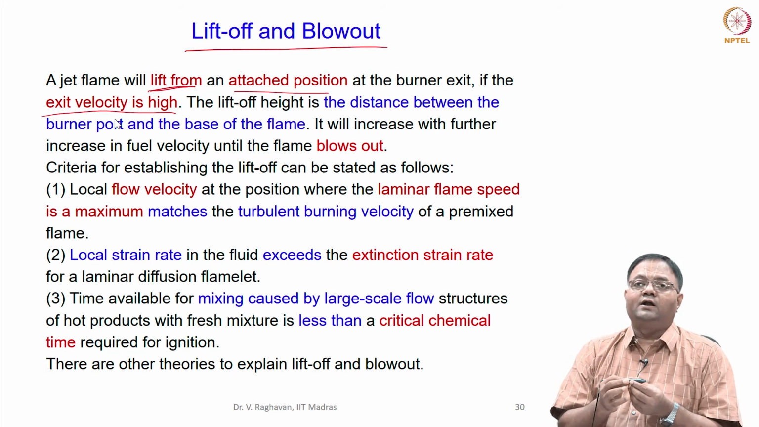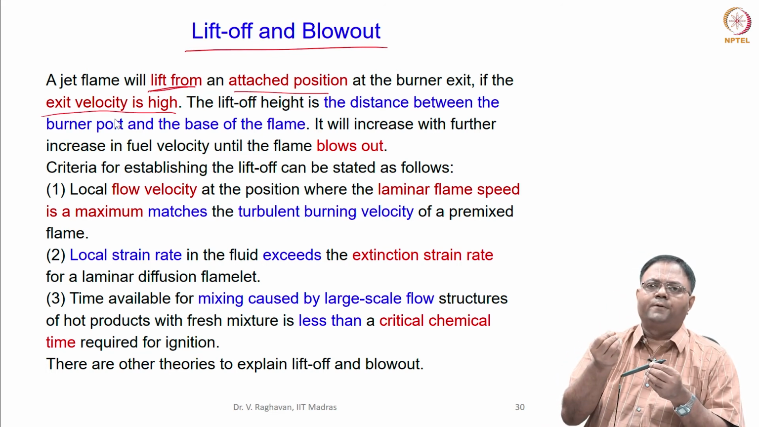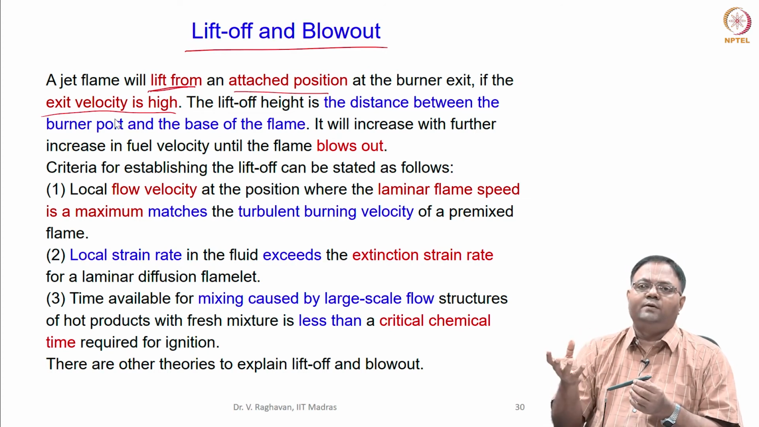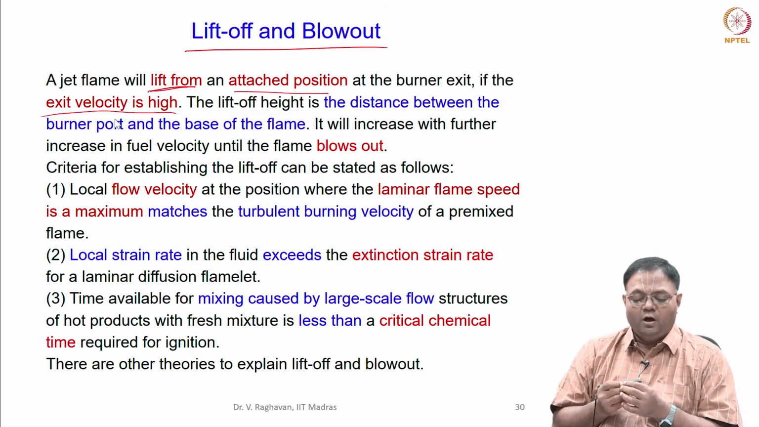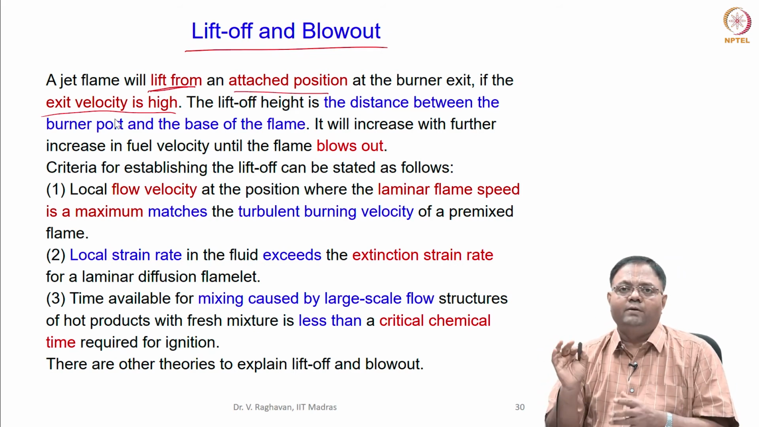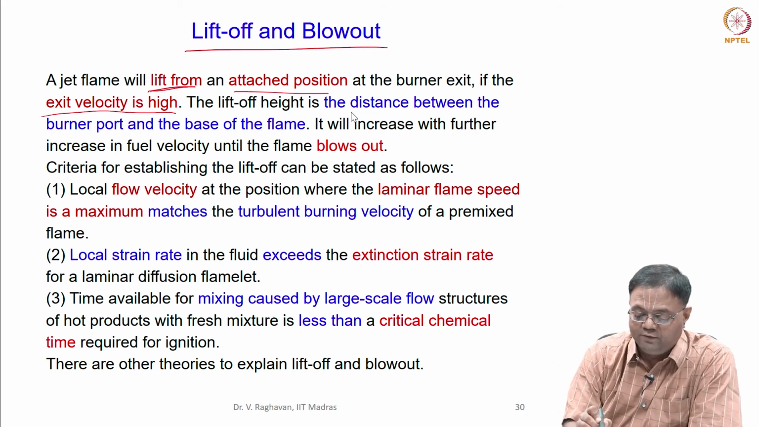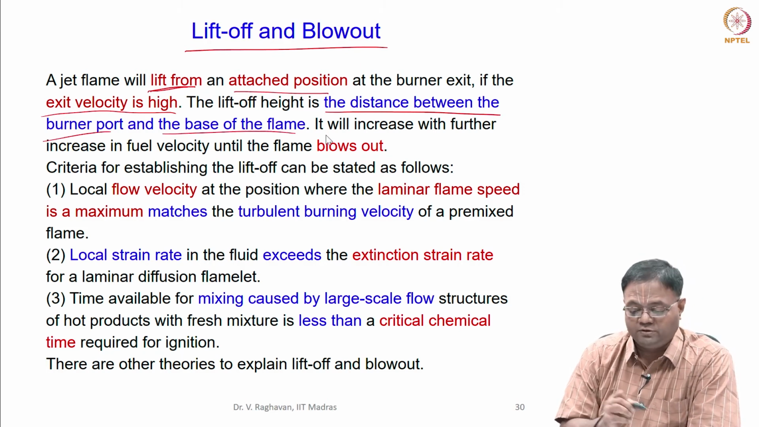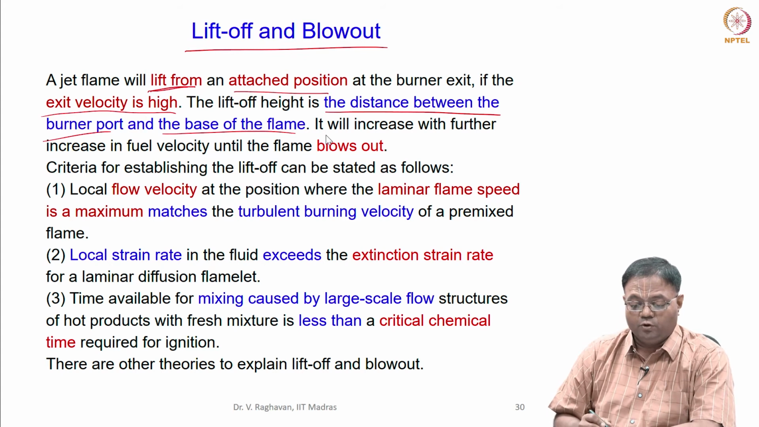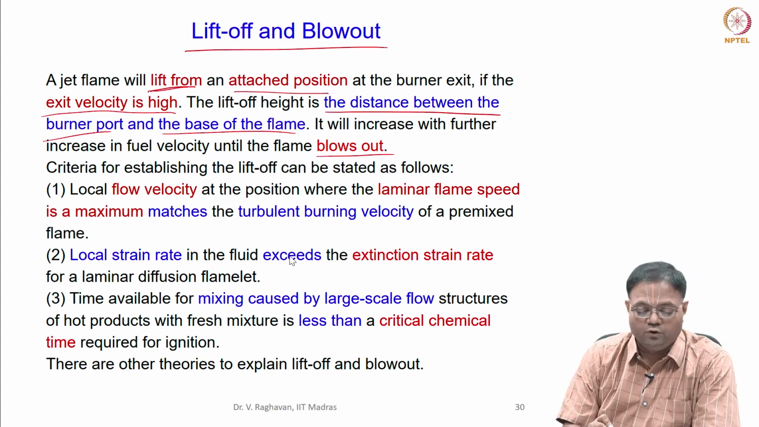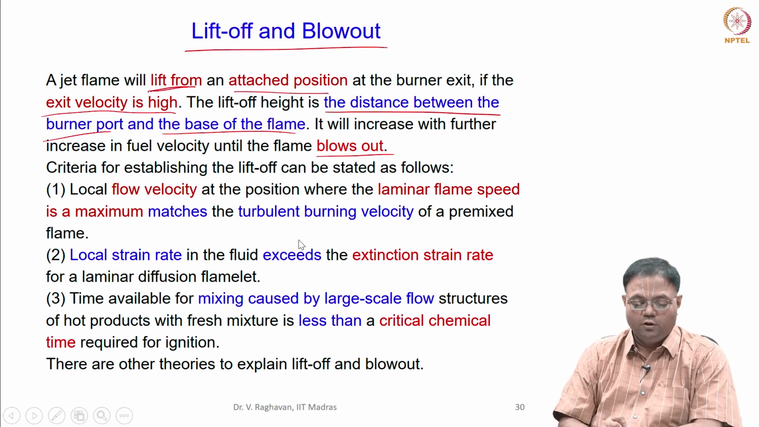It can also occur at a very small orifice, for the 0.4 mm orifice which we illustrated earlier. Even in a laminar regime, the flame lifts off. However, in the turbulent regime, after a particular flow rate, the flame actually lifts off. And the liftoff height is the distance between the burner port and the base of the flame. So, partially premixed flame base. Then further increase in the flow velocity of the fuel will cause the blowout. So that we have seen.